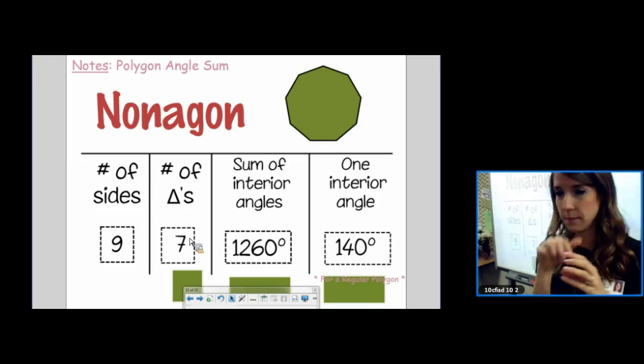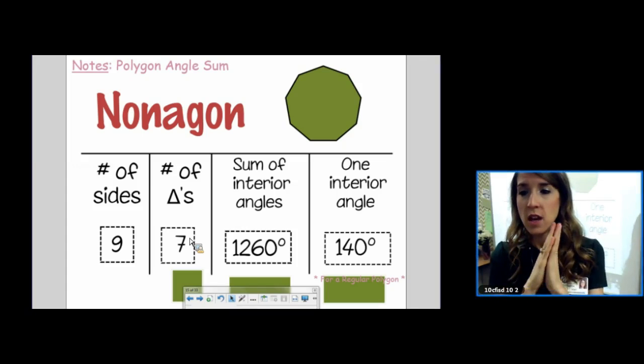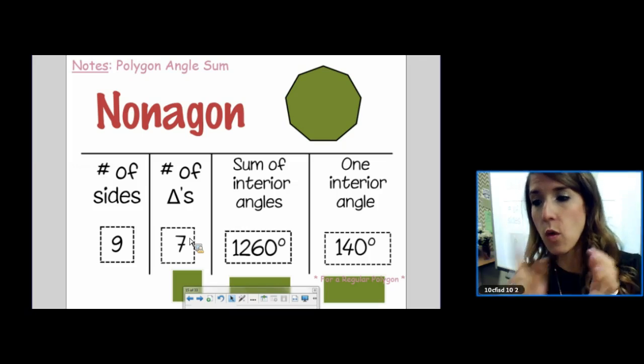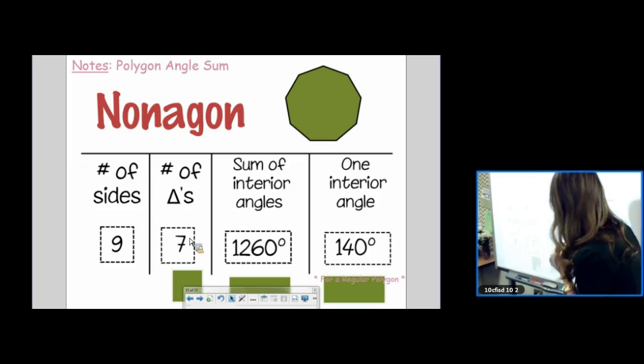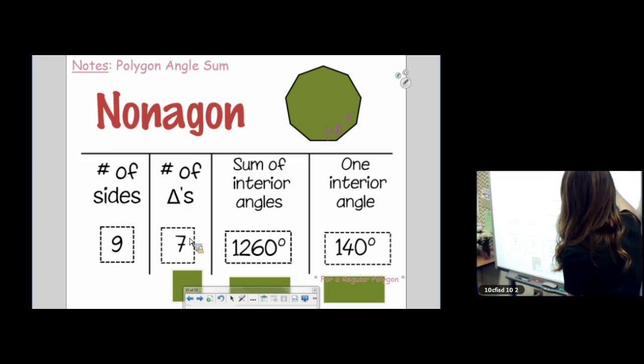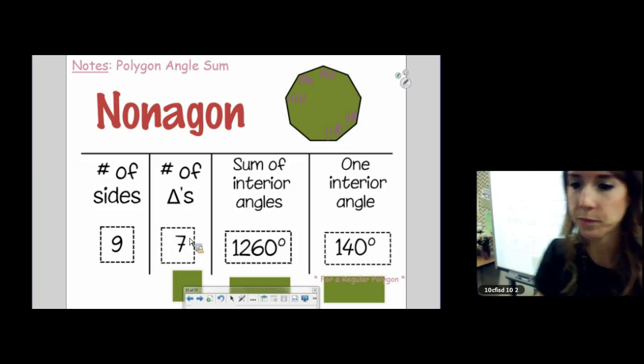All right, nonagon. That's how you pronounce it. Nonagon. 7 triangles, 1,260 degrees rather. And one interior angle is 140. So if it's regular, it means all of these are 140, 140, 140, 140, 140, 140. All of them, all 9 of them.